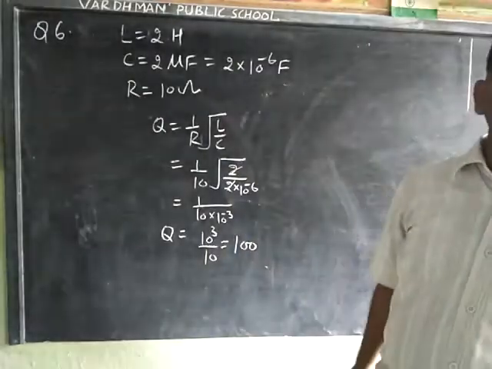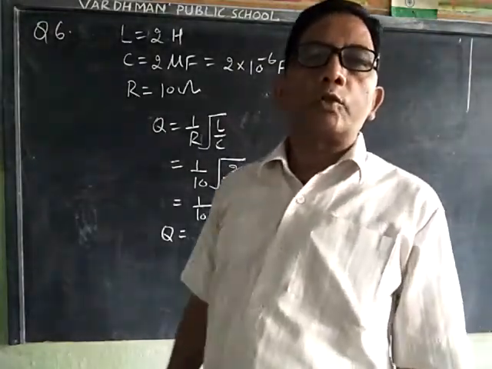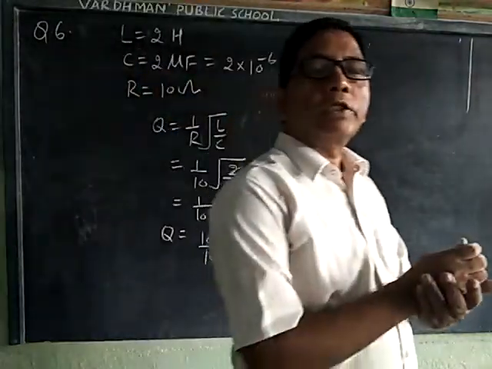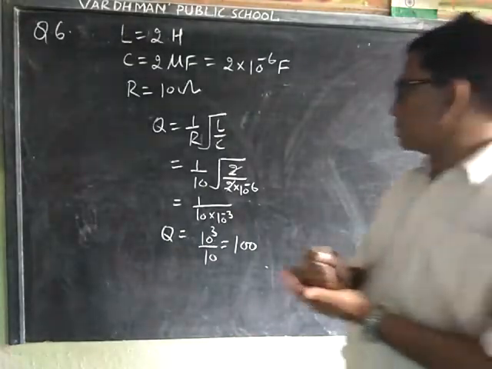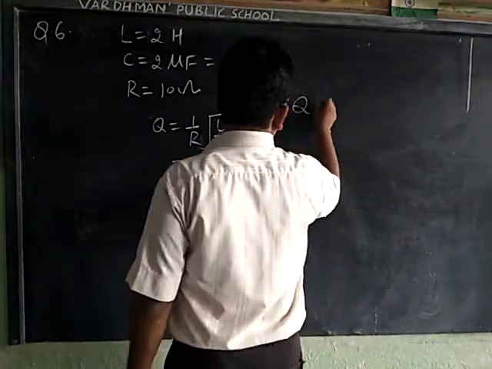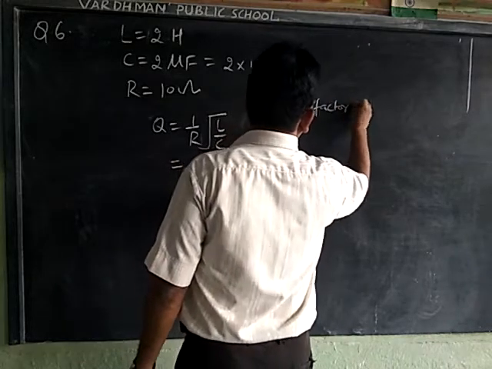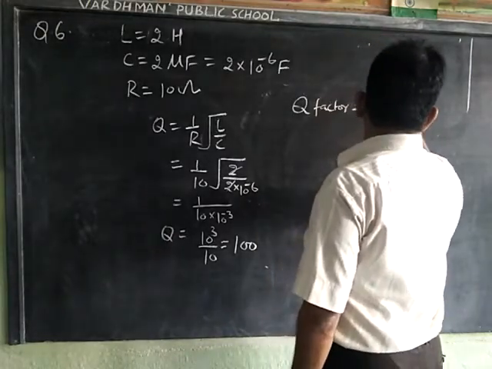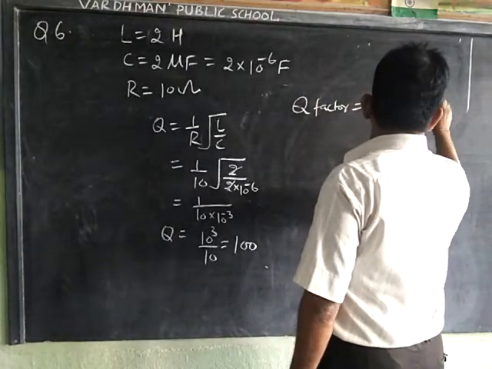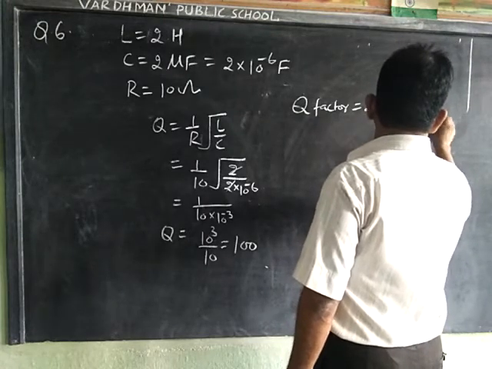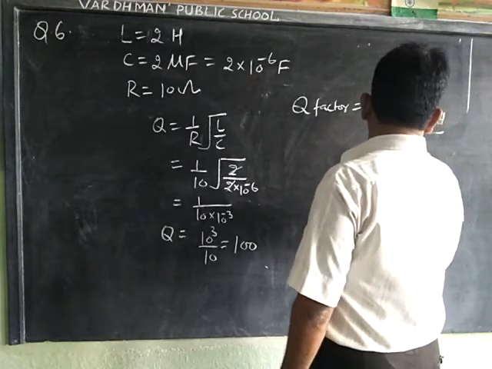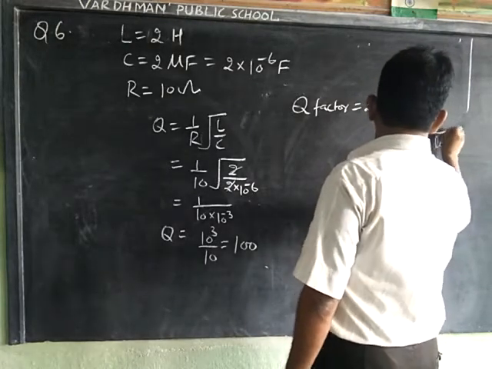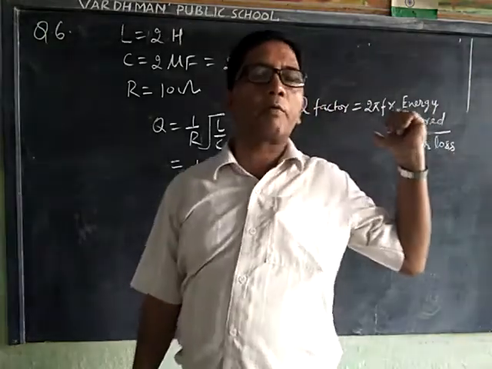We also know another formula of quality factor. Q is equal to 2 pi f into energy stored upon power loss. This is another formula of the quality factor.